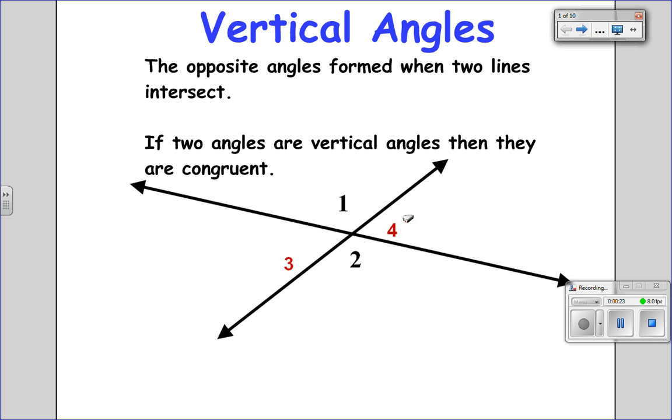Whereas angle 3 and angle 4 are opposite each other as well and are also vertical angles to each other. So we call those a vertical pair, and 1 and 2 are a vertical pair. If two angles are vertical angles, then they are congruent. So just by looking at these two lines crossing, I know that angle 1 is congruent to angle 2, and angle 3 is congruent to angle 4.